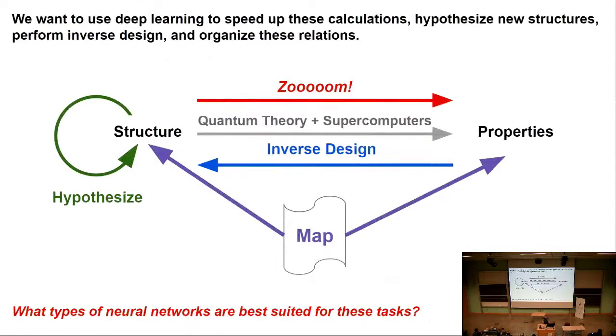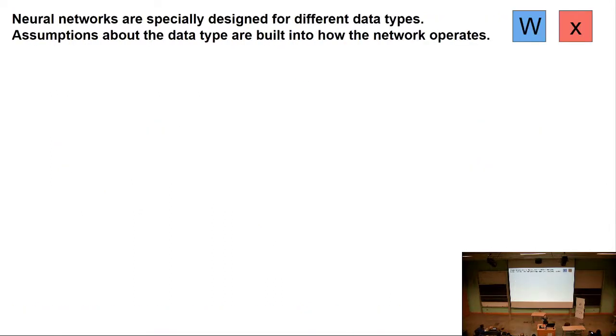So back to our original problem, what types of neural networks might be best suited for these tasks? In my case, for computational material science, maybe in your case for something else. So I want to tell you a little bit more about neural networks. There are a lot of assumptions baked into neural networks that maybe go unseen because we take them for granted as the standard way that you do things, but there's actually a lot of assumptions baked into them. And assumptions about the data type that they traditionally act on are encoded into the network operations.